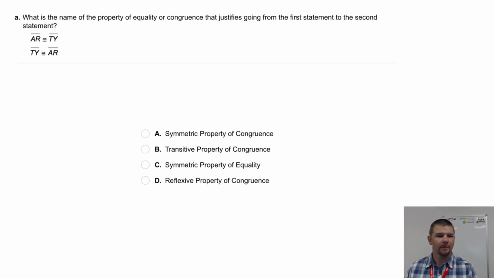Your turn, part A. What is the name of the property of equality or congruence that justifies going from the first statement to the second statement? Segment AR is congruent to segment TY. Segment TY is congruent to segment AR.